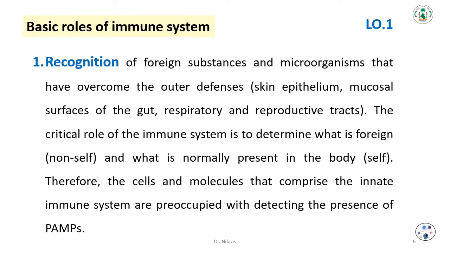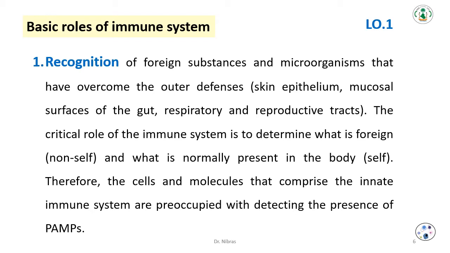Basic rules of the immune system. First of all, what is the immune system? Immune system: cells and molecules that contribute to immune defenses against infectious and non-infectious conditions. Self versus non-self. The first step is the recognition step.